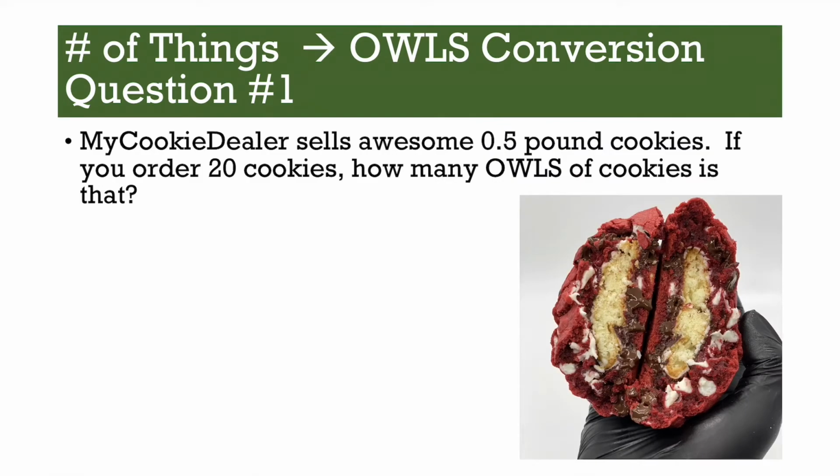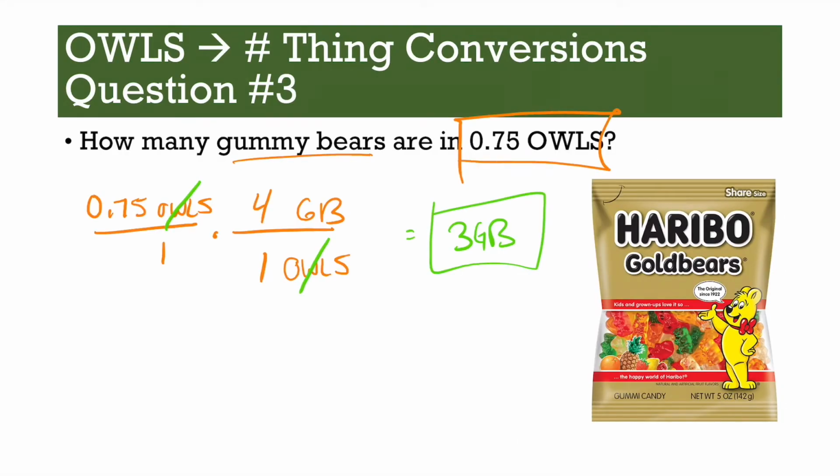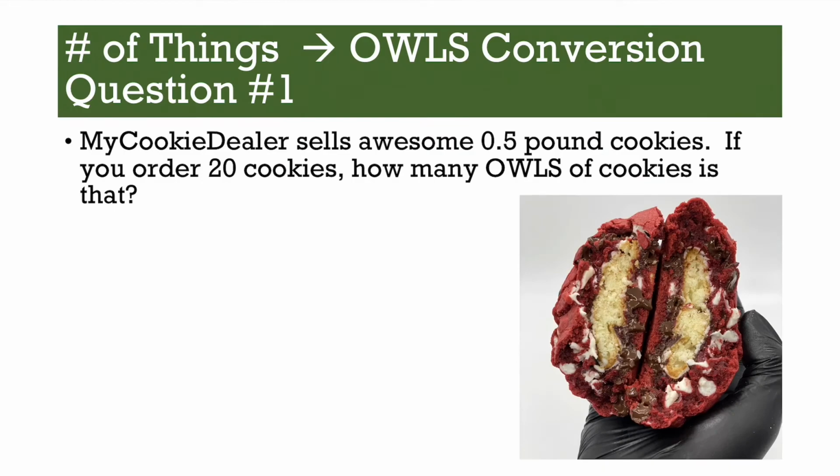Now, we're going to flip it. So now, what we're doing, I gave you owls, and we calculated things. Now let's do number of things and calculate owls. So here, my cookie dealer on Instagram sells amazing cookies.